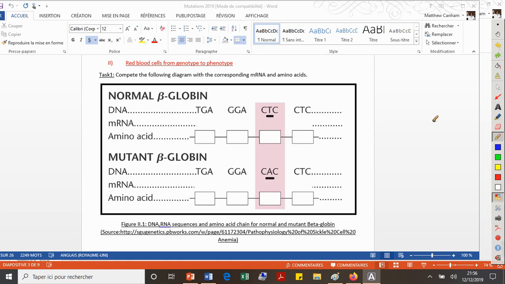Will this have an impact? That is the question. It will. We saw in the previous chapter that DNA is going to be transcribed into mRNA by DNA polymerase, and then that the mRNA is going to be translated into an amino acid by the ribosomes. So let's have a look at what this is going to lead to.